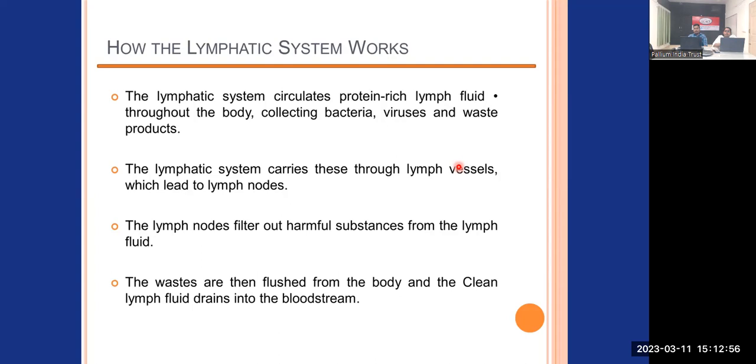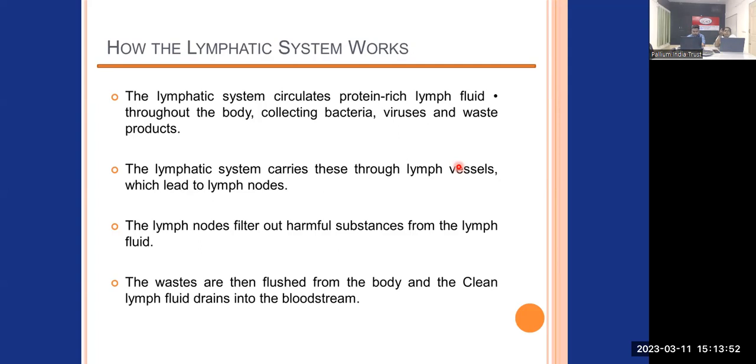So what happens next? After absorption, the lymphatic system carries these lymphatic fluids into the lymph nodes. The lymphatic capillaries absorb the lymphatic fluid from the interstitial space, then it goes to the lymphatic vessels and then to the lymph nodes for filtration. The lymph node will filter out the harmful substances. So if there is a virus or bacteria, the lymph nodes will fight against the bacteria or virus. It will try to prevent infection from entering the body.